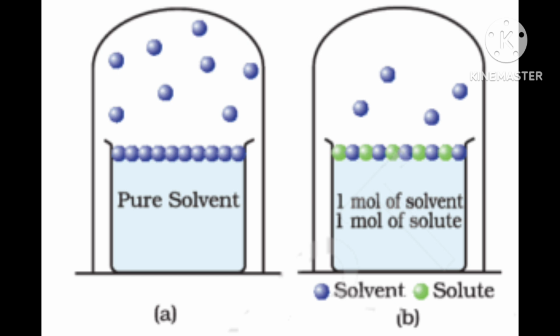And in negative deviation, the interaction between the molecules is more. When interaction is more, fewer molecules will go into the vapor phase, so there is less vapor pressure than Raoult's law expects. This is called negative deviation.